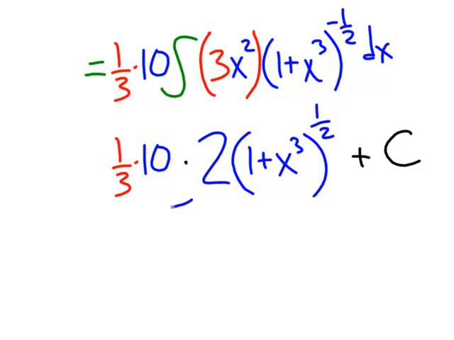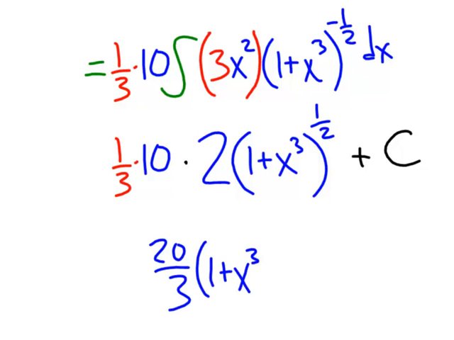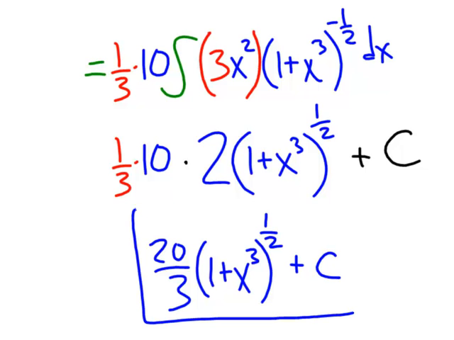So let's combine this 2 times 10 times 1/3. That's going to give us 20/3 times 1 plus x cubed to the 1/2 power. You could write that as square root of 1 plus x cubed, but I generally just prefer the rational exponents or fractional exponents over radicals. And that is our answer.